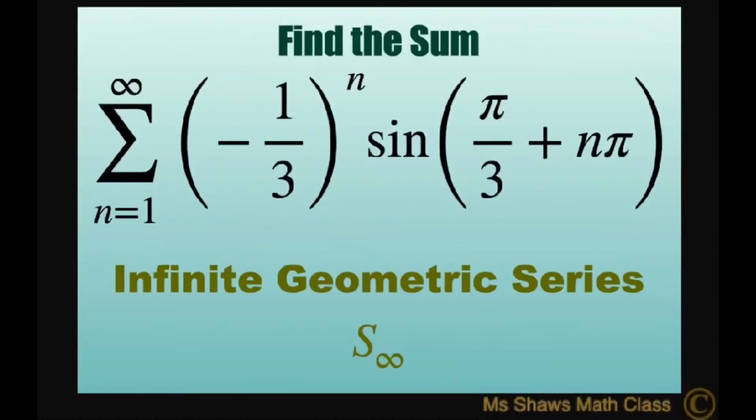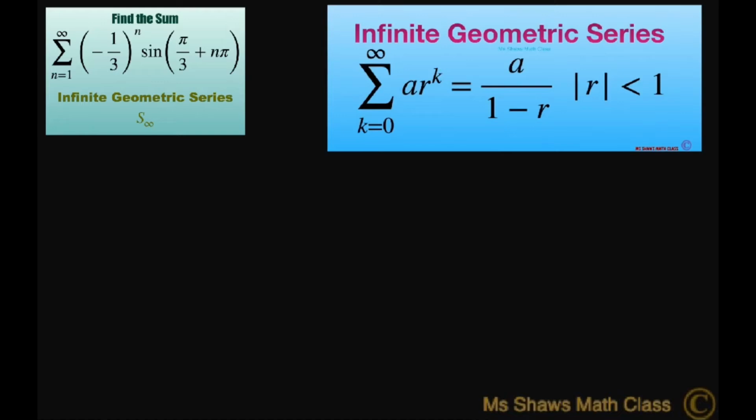Everyone, we're going to find the sum for n equals 1 to infinity of (-1/3)^n times sine of (pi/3 + n times pi). Now if we substitute in 1, just looking at this, sine of pi, sine of 2 pi, sine of 3 pi, that's all going to be equal to 0.